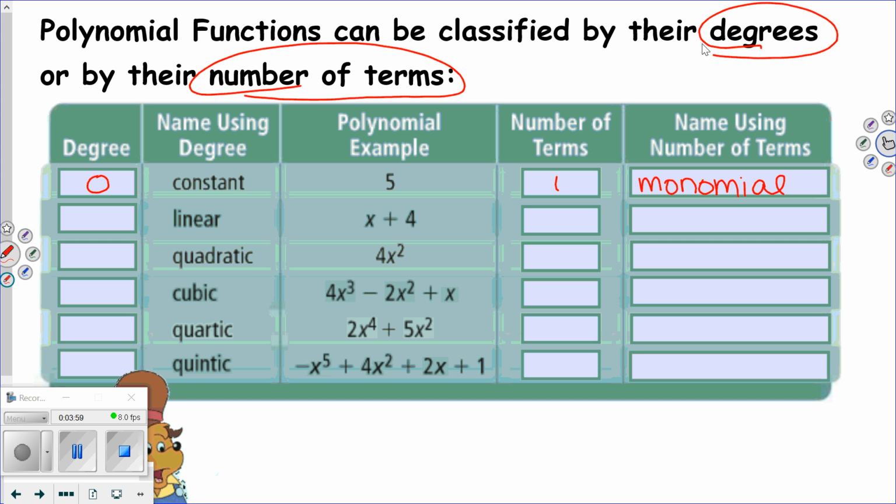Mono means 1. All right, this is an x to the 1st, which is called linear. Think about what its graph would look like. It would be a straight line. You guys remember y equals mx plus b? They always graph straight lines for you. All right, that is a degree of 1. It's called linear. How many terms does that example have? It's 2. Yes, that is a binomial. Bicycle has 2 wheels. Binomial has 2 terms.